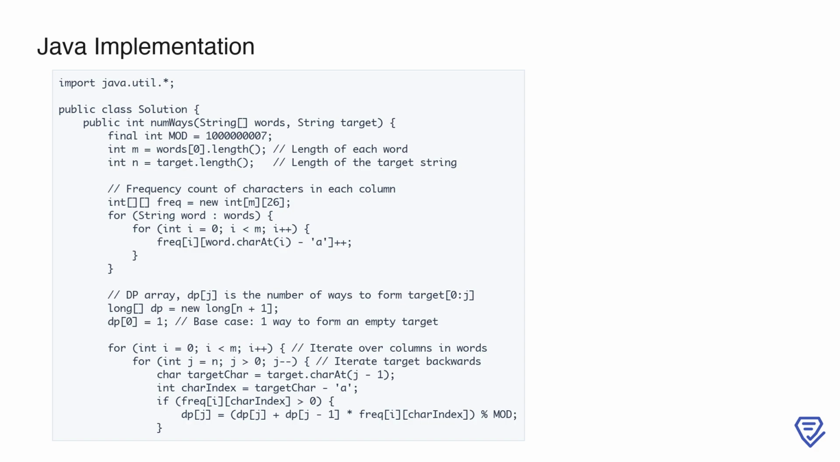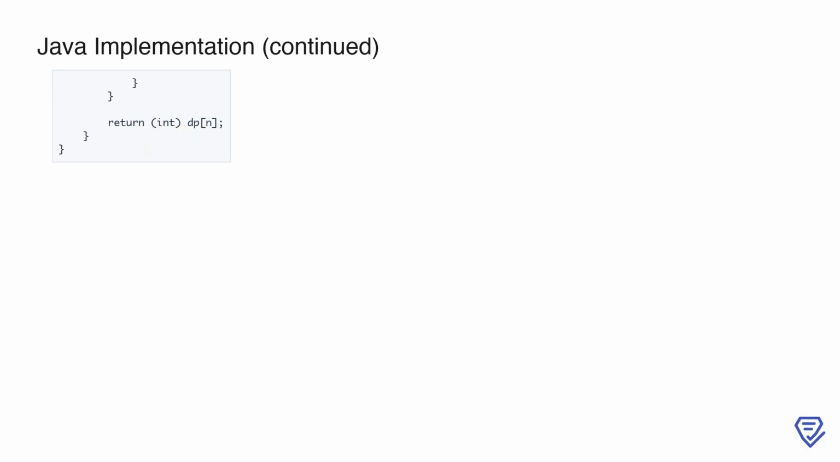by adding the contribution from the current column, scaled by the frequency of the matching character. This value is taken modulo mod to prevent overflow. After processing all the columns and updating the dynamic programming array, the loop concludes. The final result, which is the total number of ways to form the target string, is stored in dp[n]. This value is then cast to an integer and returned as the output of the method.